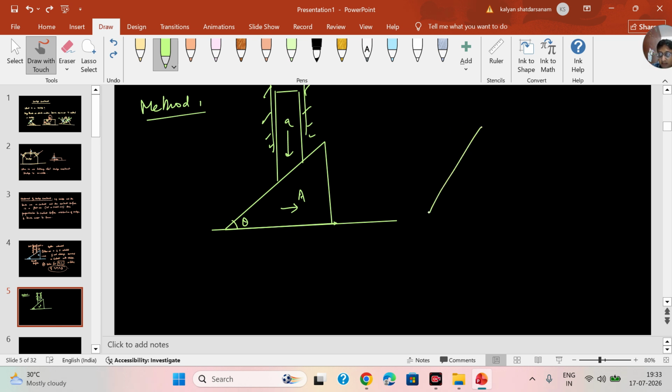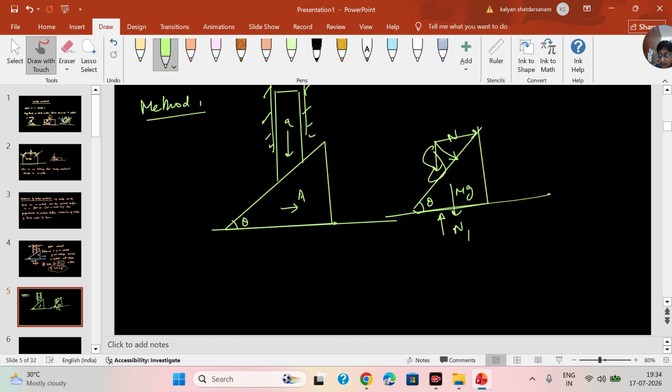If you draw the free body diagram of the wedge, there is mg, there is a normal contact force by the ground, and there is a normal contact force by the rod. Now you see the point here. This normal contact force by the rod has a horizontal as well as a vertical component. The vertical component could possibly be balanced by this N1 and so on. But my question is, who is balancing this horizontal component of the normal force?